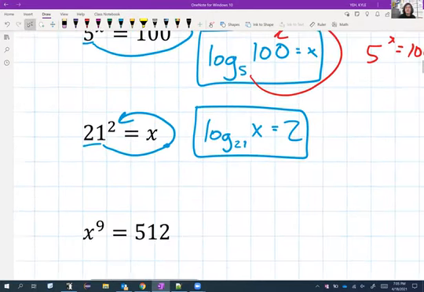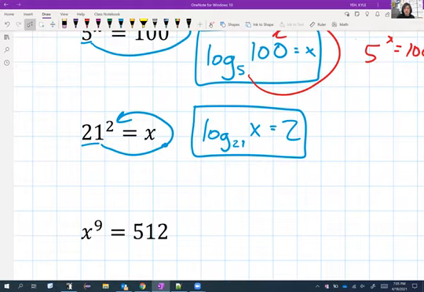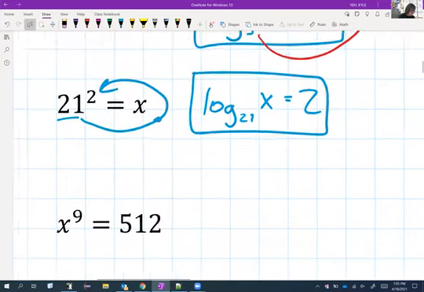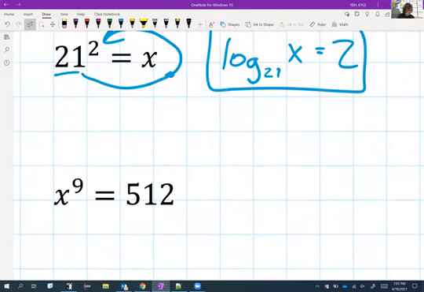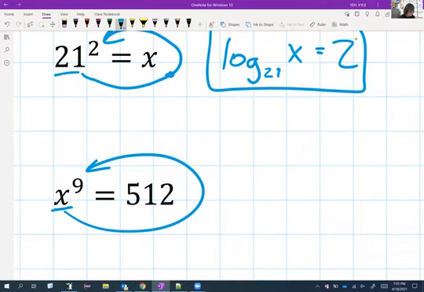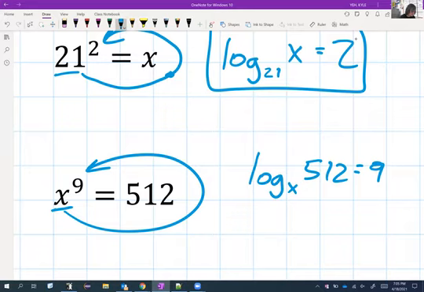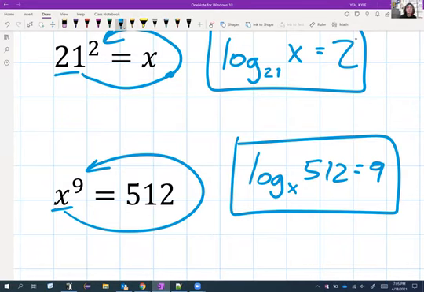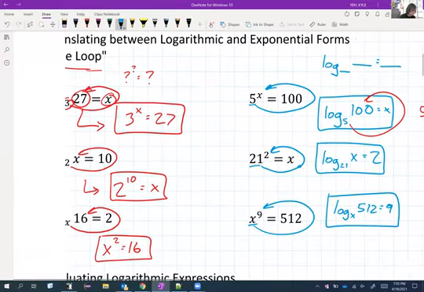One more for you to try on your own to put it in logarithmic form. Give it a shot. And I'll just wait a few seconds. Start at the base, log base x of 512 equals 9. And it's now translated into logarithmic form.